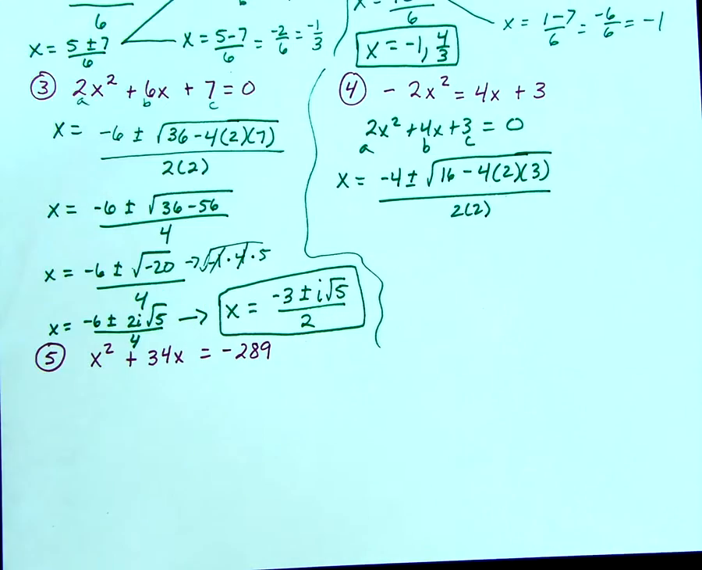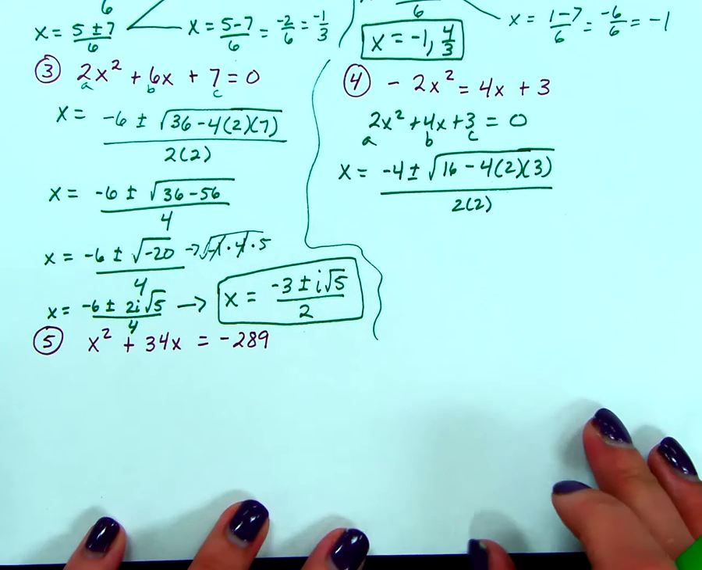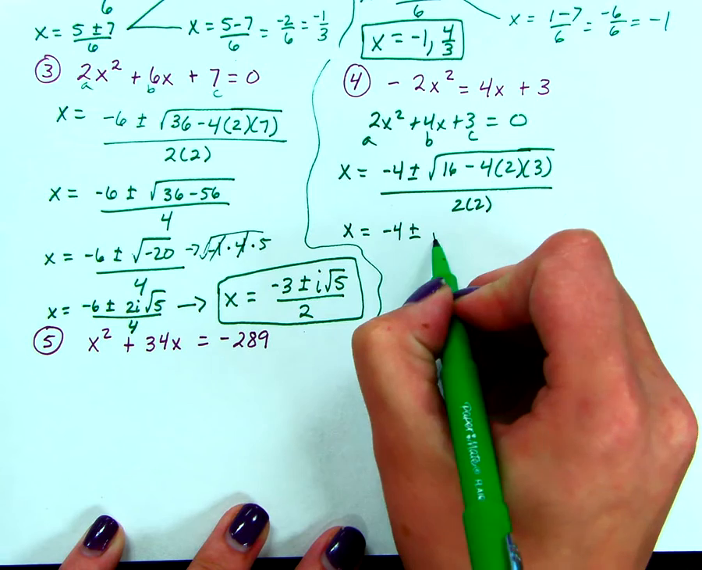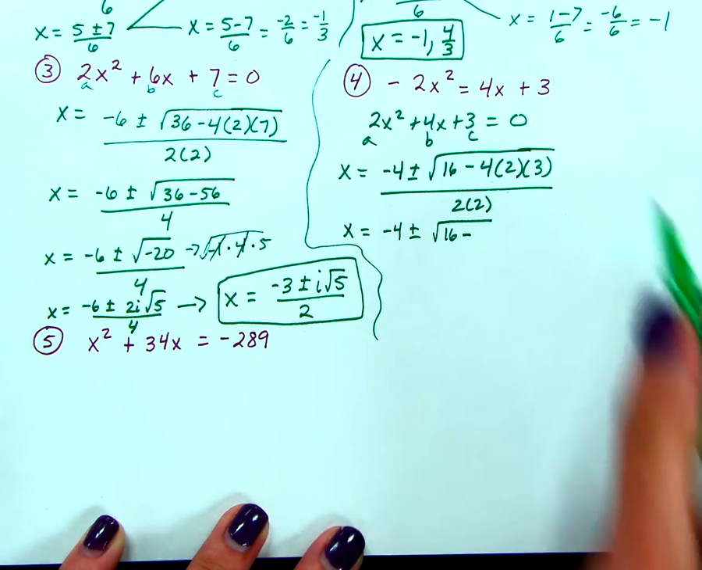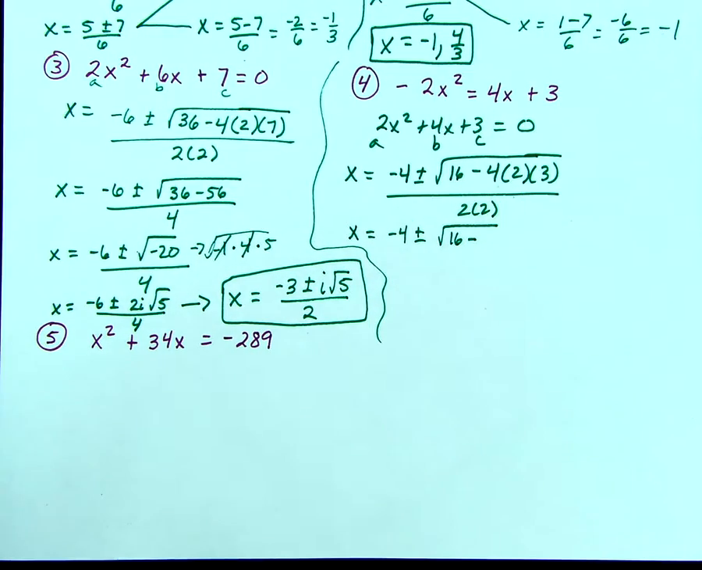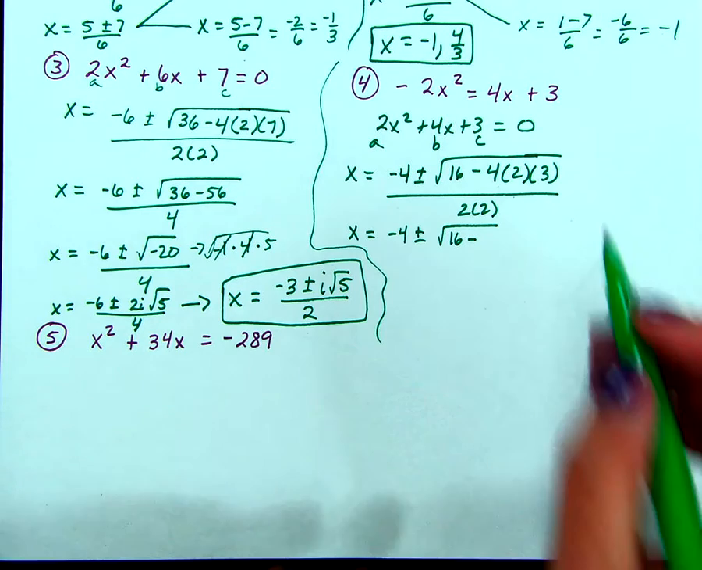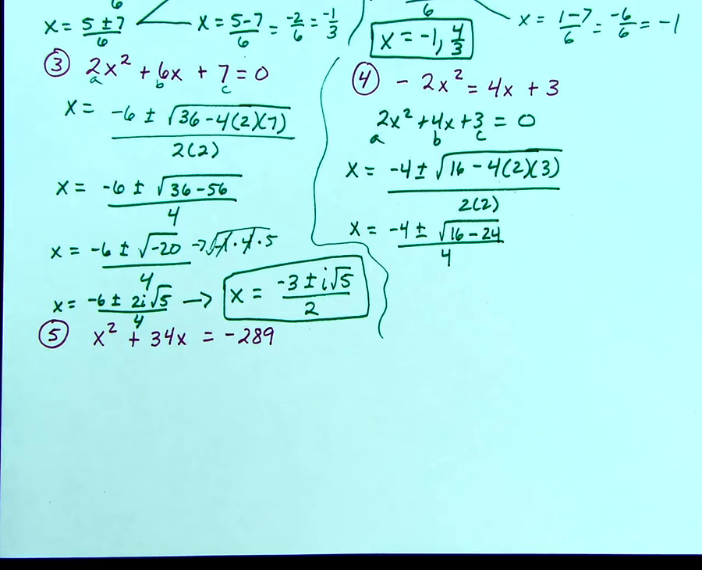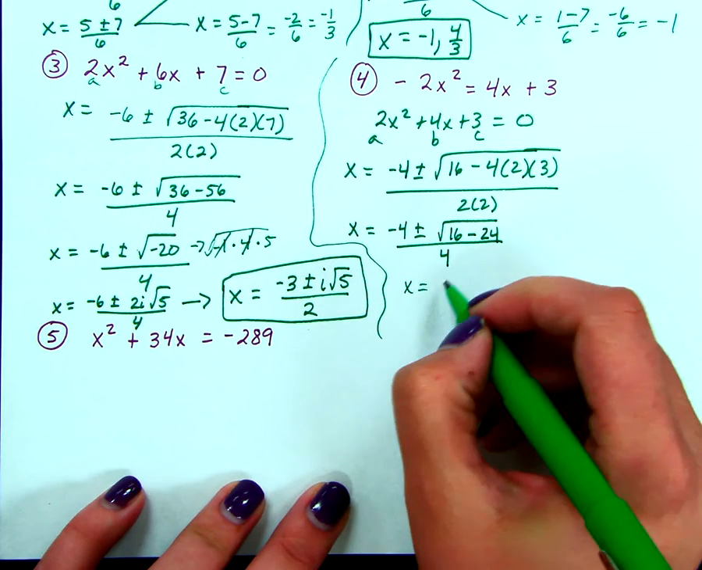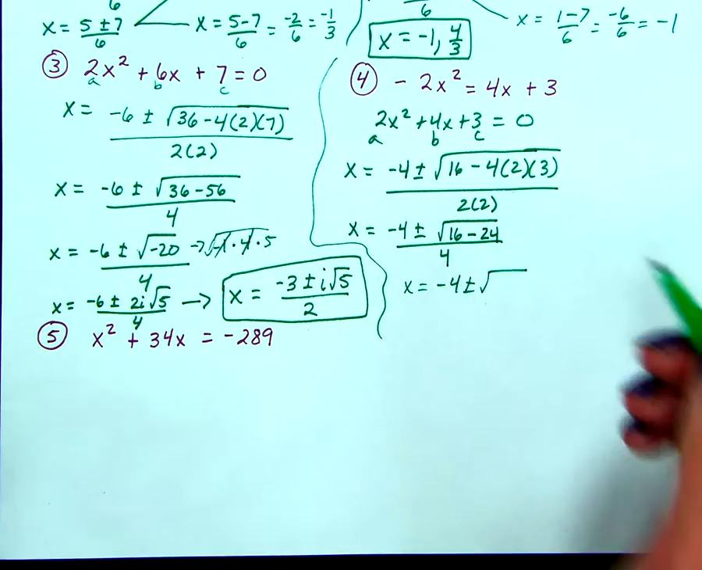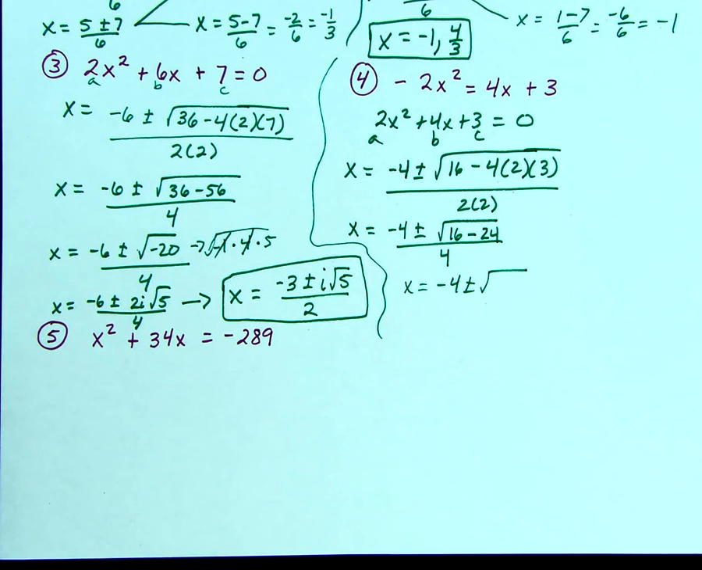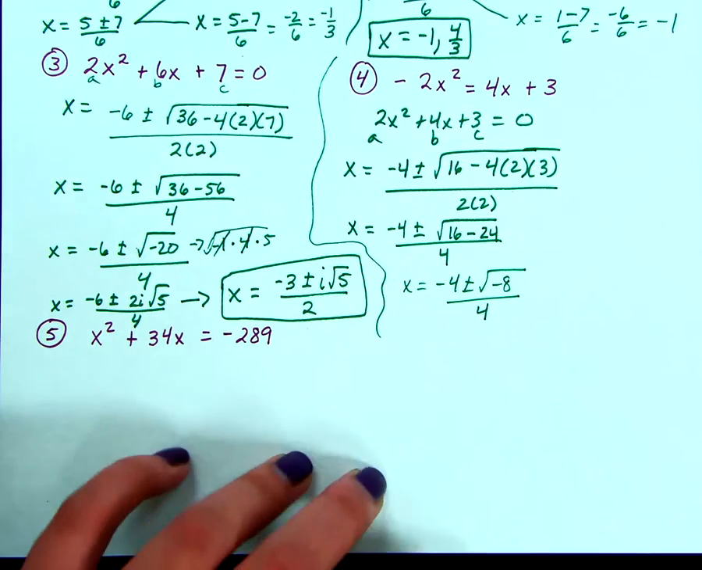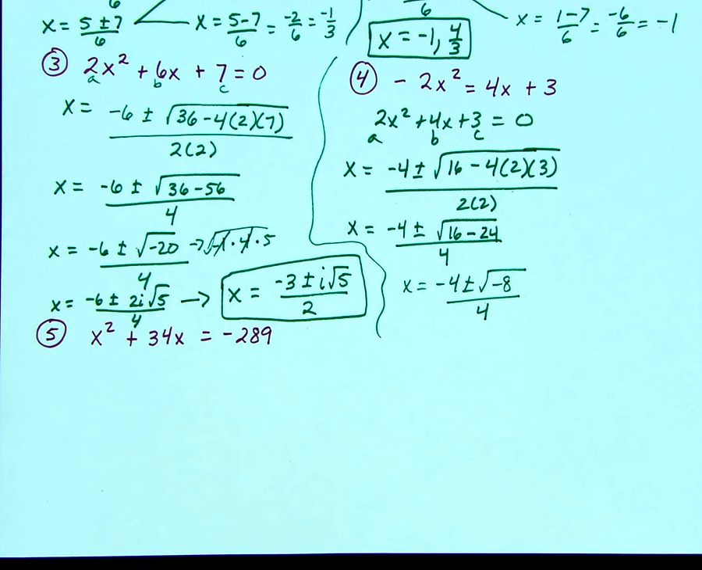So again, we are simplifying inside of the radical first. Okay. So x equals negative 4 plus and minus the square root of 16 minus. So 4 times 2 is 8, and then 8 times 3 is 24, all over 4. So again, continuing to simplify, x equals negative 4 plus minus the square root, and then 16 minus 24 will be a negative 8 divided by 4 still.